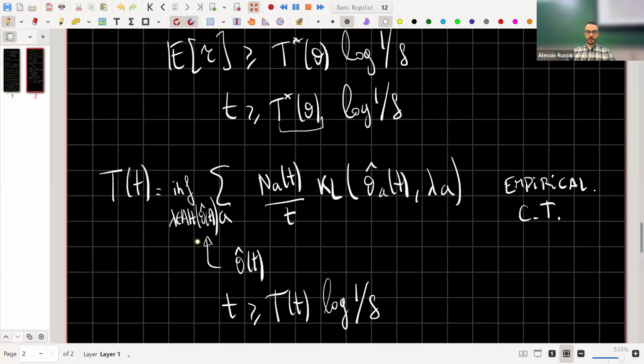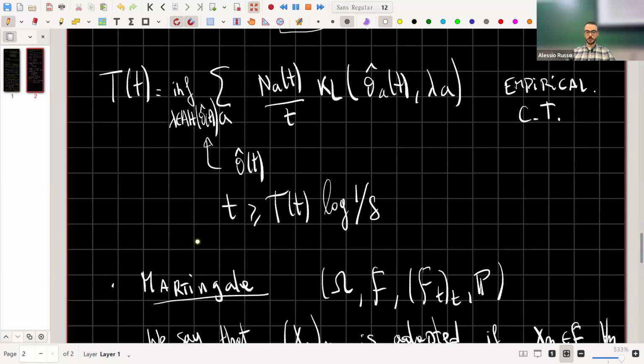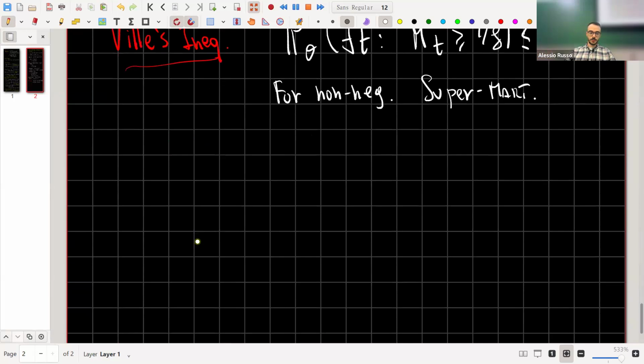So let's go back here. What I will show you now is that instead of log 1 over delta, we are going to use a different function that we call beta, a function of time and of delta. So we are going to show that. Here we have a proposition.